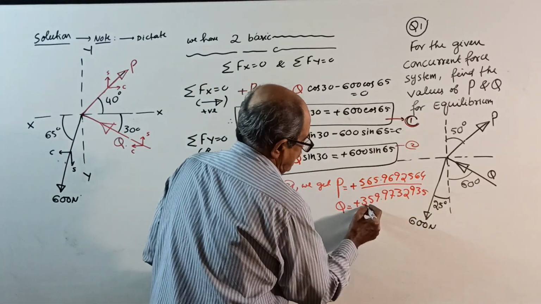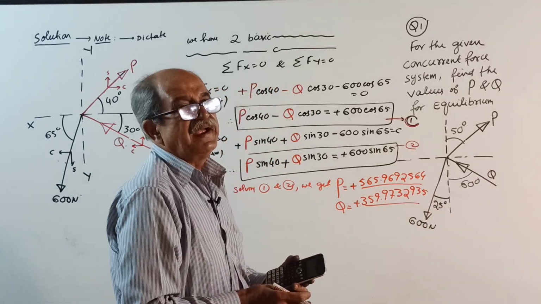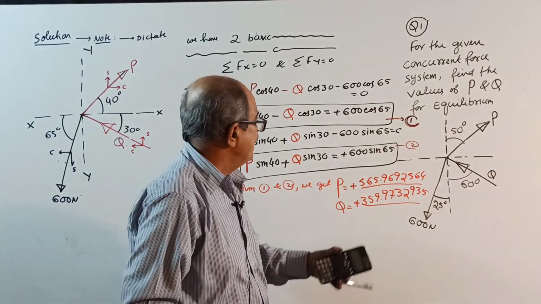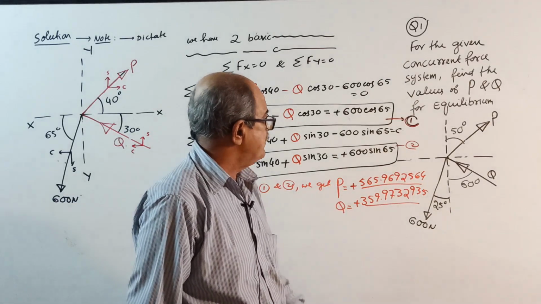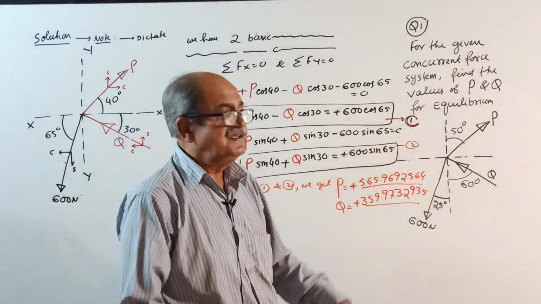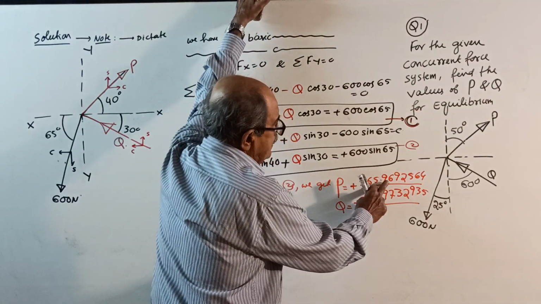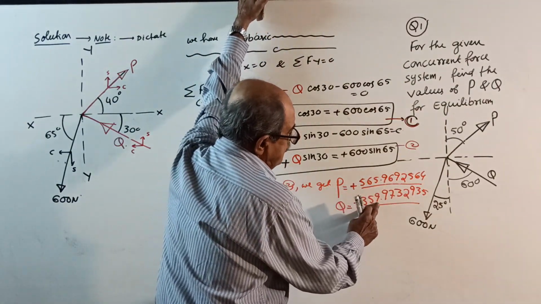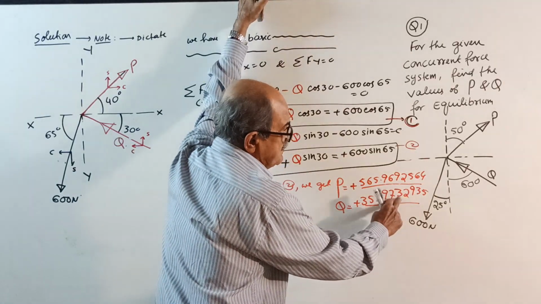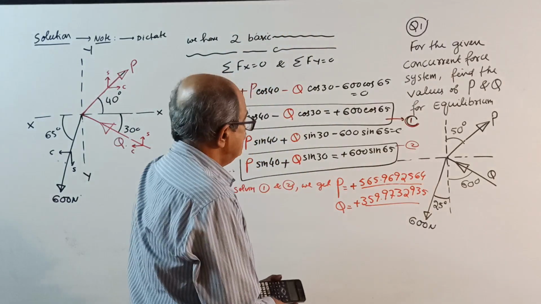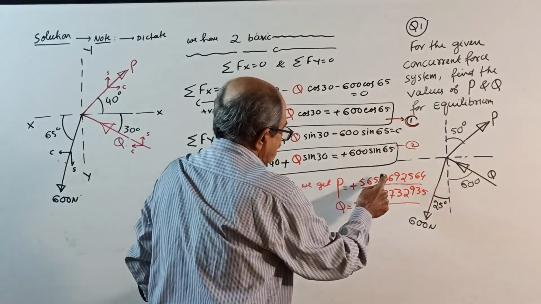These are the answers. Actually, you do one thing. If you write to the second decimal, P is 565.97 and Q is 359.97. Or if you go for the third decimal, 565.969 and 359.973. If the next digit is 5 or more, you have to round off this number. Therefore, this is the answer for this question.